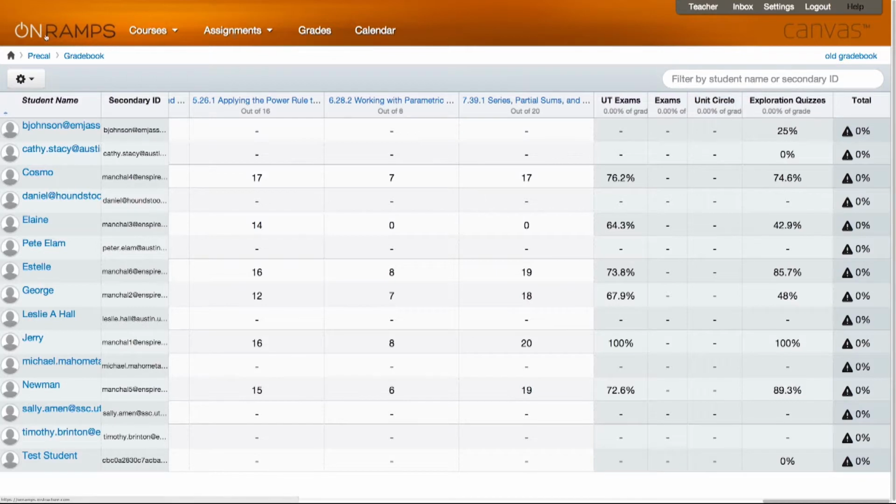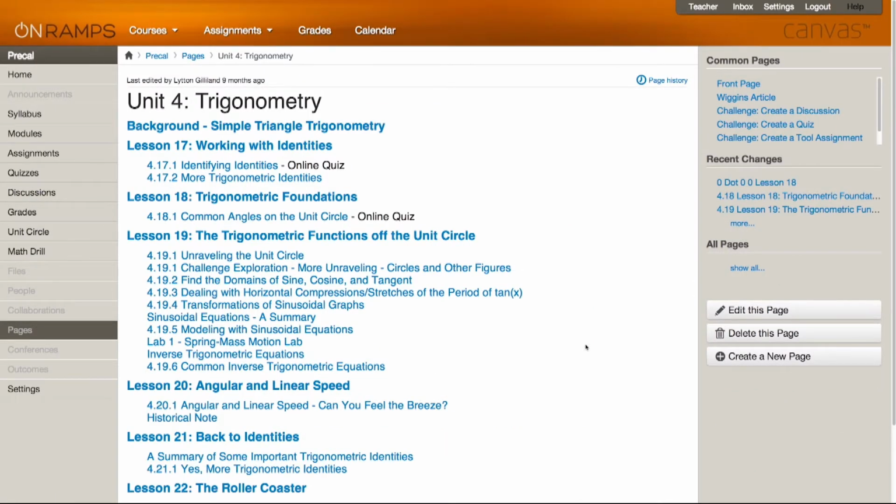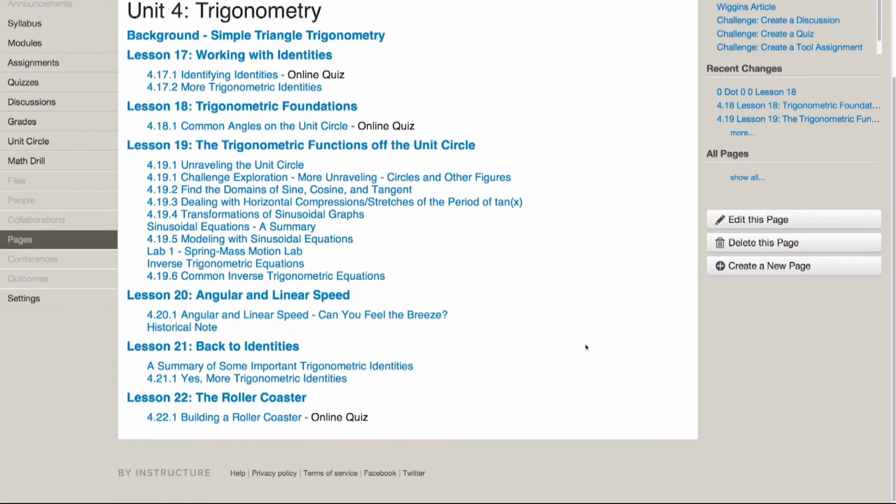Let's look at one more lesson, Lesson 22, the roller coaster. This lesson begins by explaining to the student that the activity brings together everything they've learned about trigonometric functions so far by building a roller coaster.